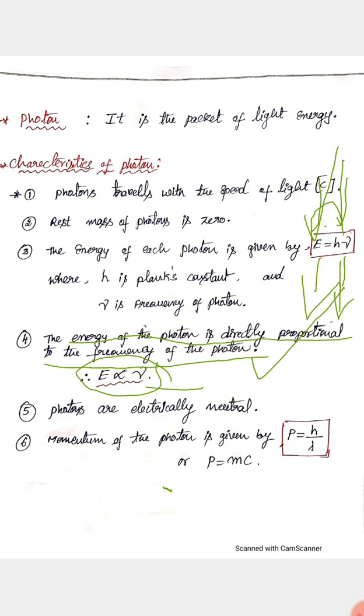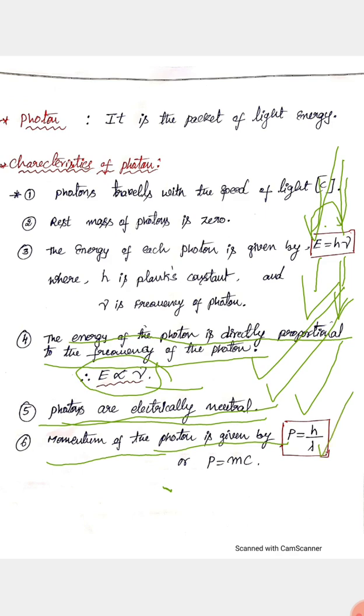Next, fifth point, photons are electrically neutral. Whether they carry any positive charge or negative charge, no, they don't carry any charge. If they don't carry any charge, then we have to say they are electrically neutral. Next, sixth point, that is momentum of the photon. Momentum of the photon is given by P is equals to h by lambda. P is what? Momentum. H is what? Planck's constant. Lambda is what? Wavelength. Then how we got this equation? Here I am going to explain that one.